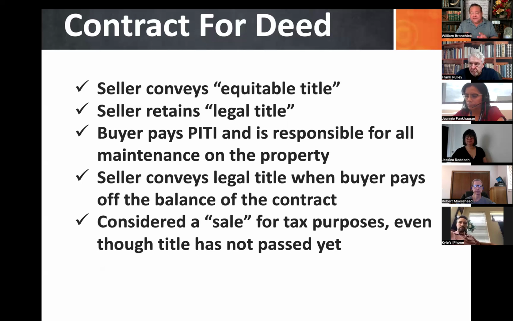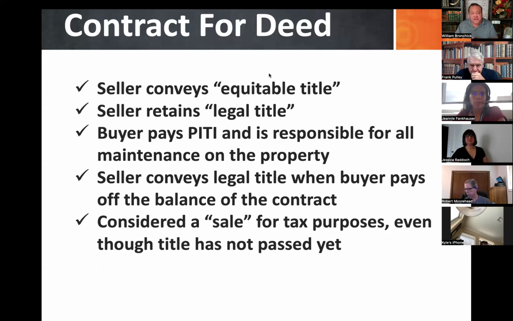It is considered a sale for tax purposes, even though title has not passed from seller to buyer. And that's where people get confused. So if you, quote, sell on a lease option, it's not a sale. It's still a landlord-tenant relationship in the eyes of the IRS, because an option is not an interest in real estate. You haven't conveyed anything yet. You've just given the tenant the right to buy it at some point.